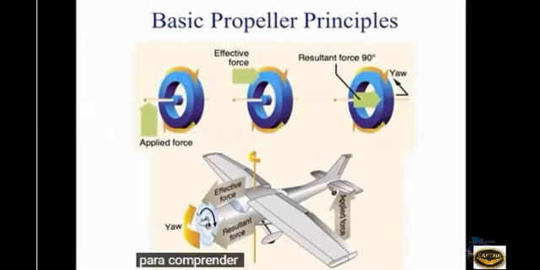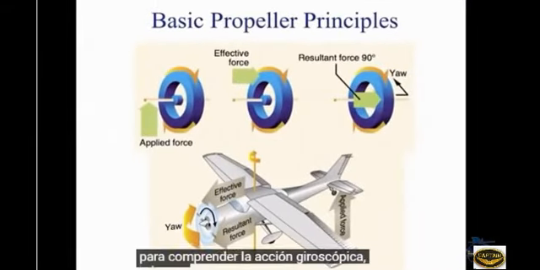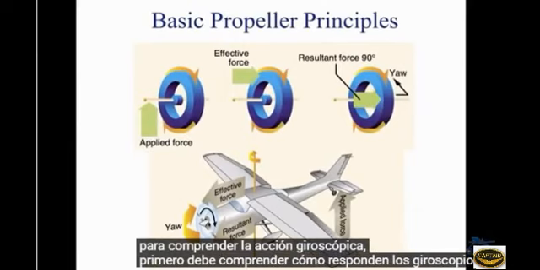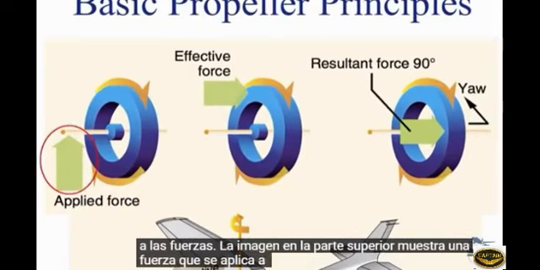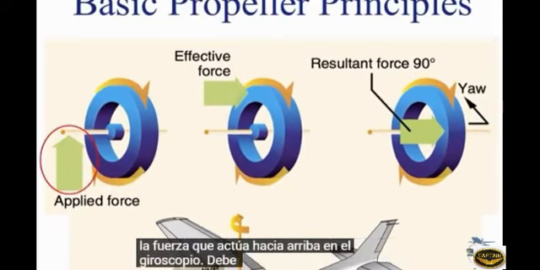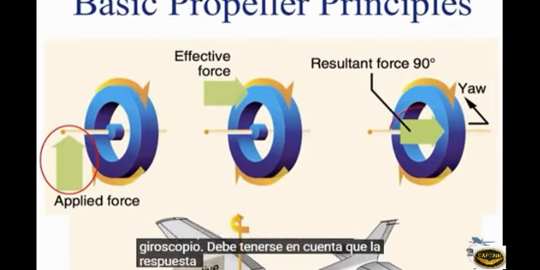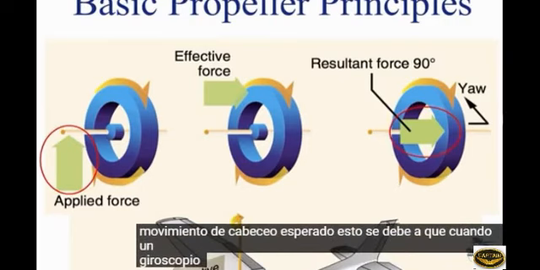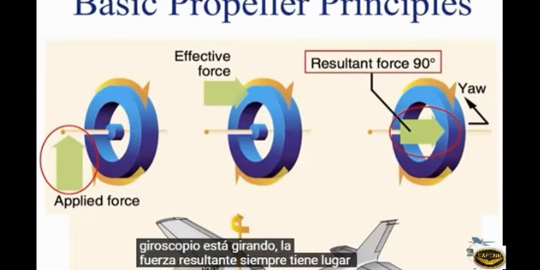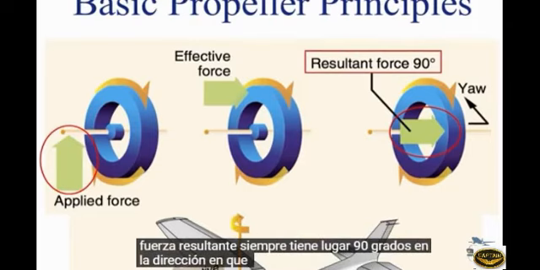To understand gyroscopic action, you must first understand how gyroscopes respond to forces. The picture on the top shows a force being applied to a gyroscope. From the force acting upwards on the gyroscope, it should be noted that the response is yaw instead of the expected pitching motion. This is because when a gyroscope is spinning, the resultant force always takes place 90 degrees in the direction the gyroscope is spinning.